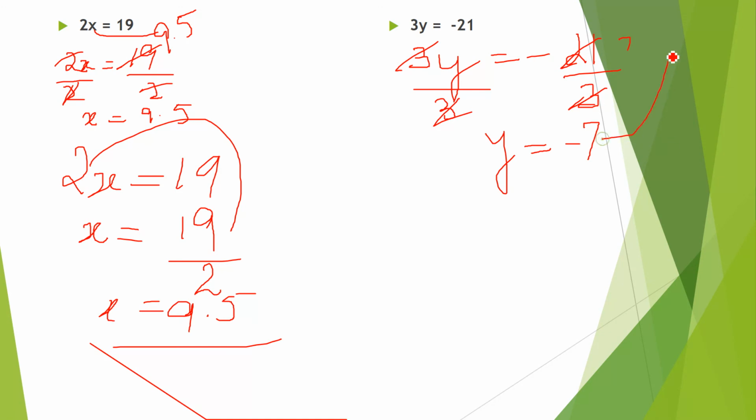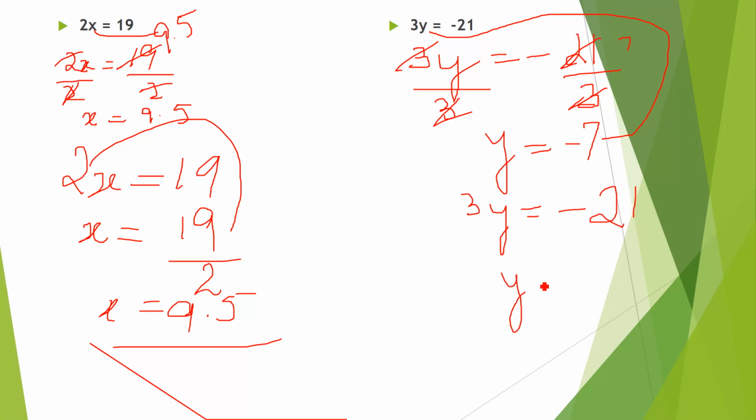If you plug this minus 7 here in y, minus 7 multiplied by 3, then you will get minus 21. Right? If you will plug only 7, both sides will not be equal. It would be positive 21, and this will be negative 21. So see, sign is very important. 3y equal to minus 21.